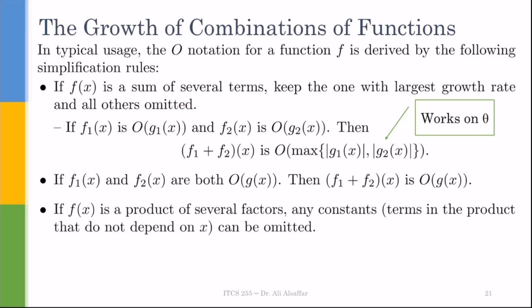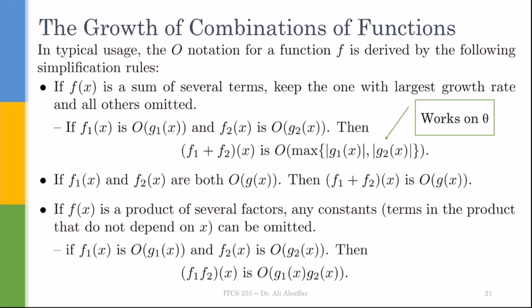The third rule is called the product rule. It says if we have a product of several factors, then first you ignore the constants, and then the order will be the multiplication of these factors. This is how it is written mathematically. f1 belongs to order of g1 and f2 belongs to order of g2. If we want to find the order of the product of f1 and f2, then it's equal to the order of the product of their corresponding orders, g1 and g2.